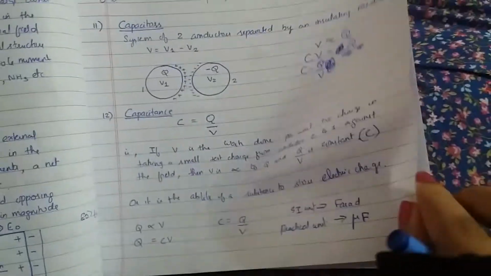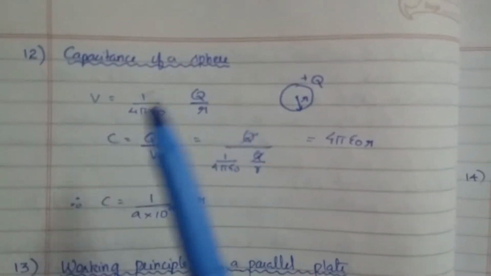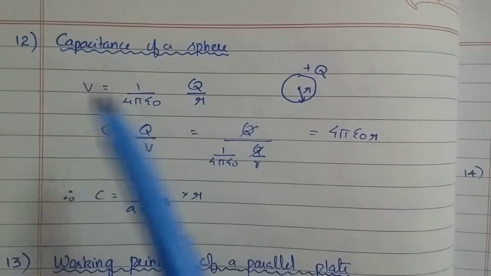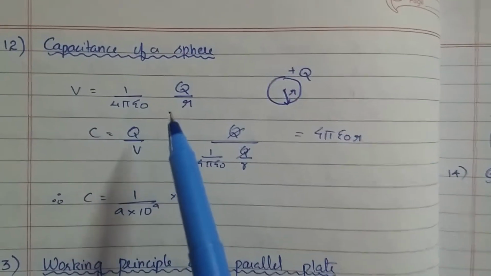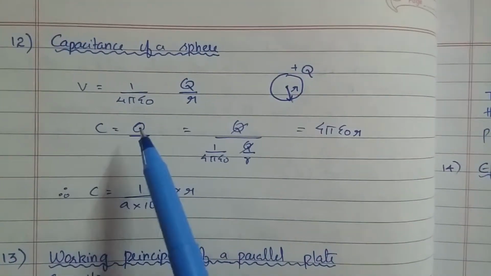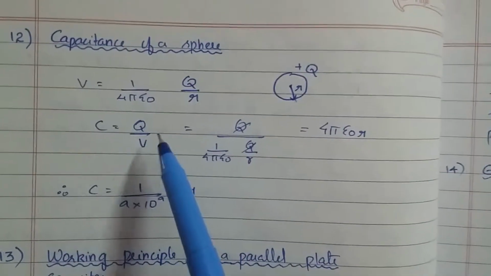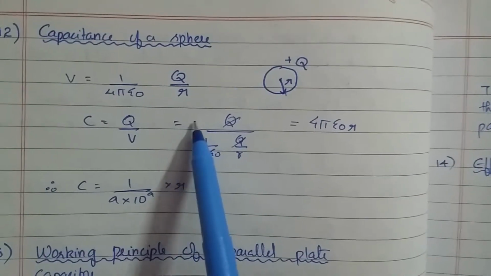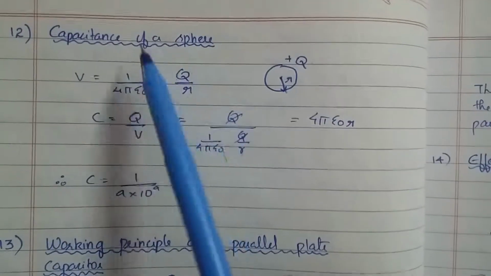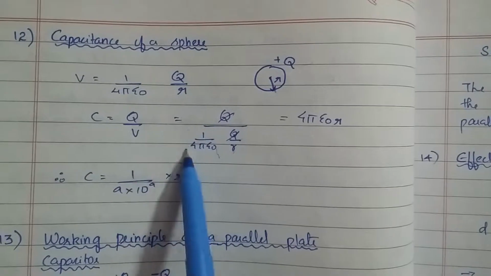That was capacitor and capacitance. Now we will learn about the capacitance of a sphere. We know that potential V is equal to 1 by 4 pi epsilon 0 into Q by R, where Q is the charge and R is the distance. We also know that capacitance C is equal to Q by V. Just now we learned it, right? We are considering a sphere, and this is the potential of a sphere.